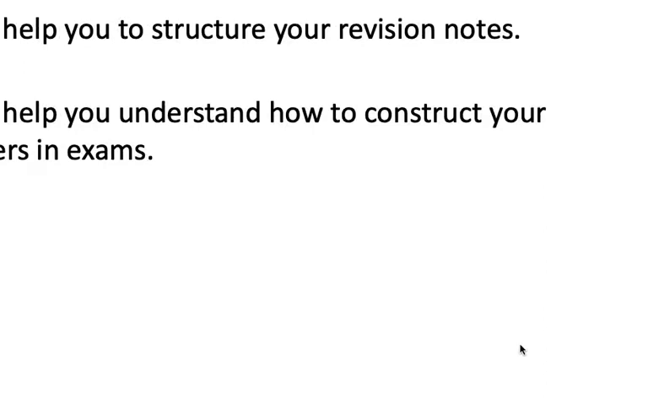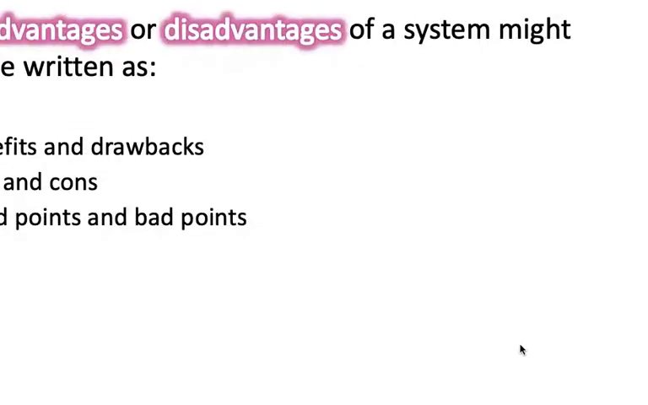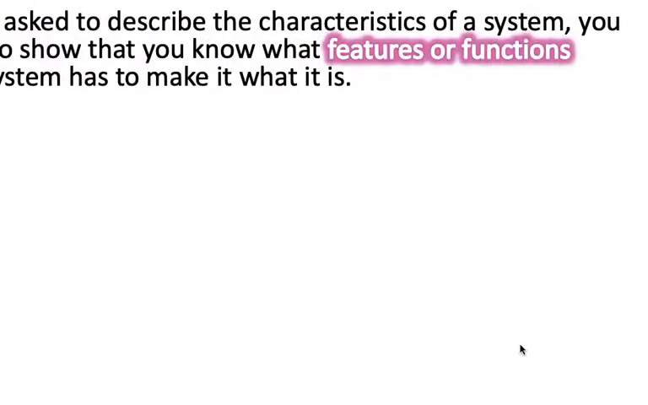So the question is, how do you construct your answers in the exam? For advantages and disadvantages, the requirement for the response is to write the benefits and drawbacks, or the pros and cons, or the good points and bad points. So this is how you should address it. The response should ensure that these points are addressed in terms of the benefit and drawback of the system, or pro and con of the system, or good points and bad points of the system.